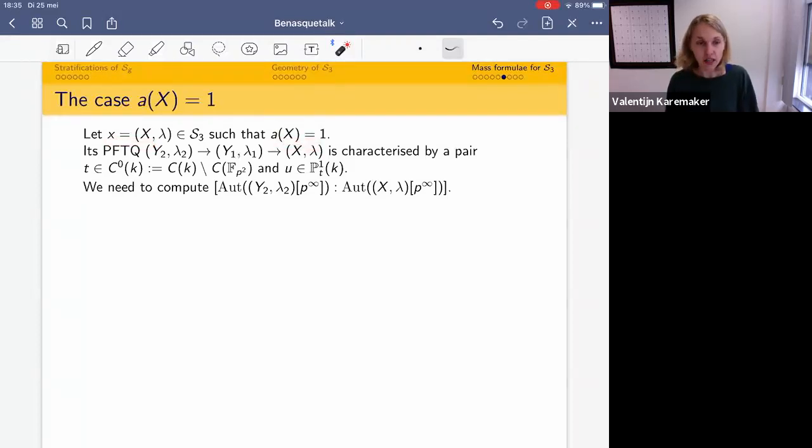Then again, its flag type quotient over it is characterized by t and u, where now t does not live over p squared. So it lives on C0, which is the curve minus the fp squared point. And u can a priori be anything, so it lives anywhere over k. We also saw that in this case, the minimal isogeny is given by the full flag type quotient. And so the comparison factor that we need now is that of x, automorphisms of x, inside those of y2, so all the way to the top.